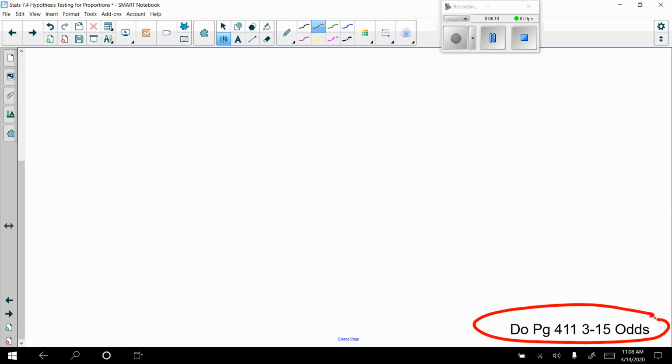And then your assignment for this section 7.4, hypothesis testing for proportions, is on page 411, 3 through 15, just the odds, or enough until you get enough exposure and you know how to do these.